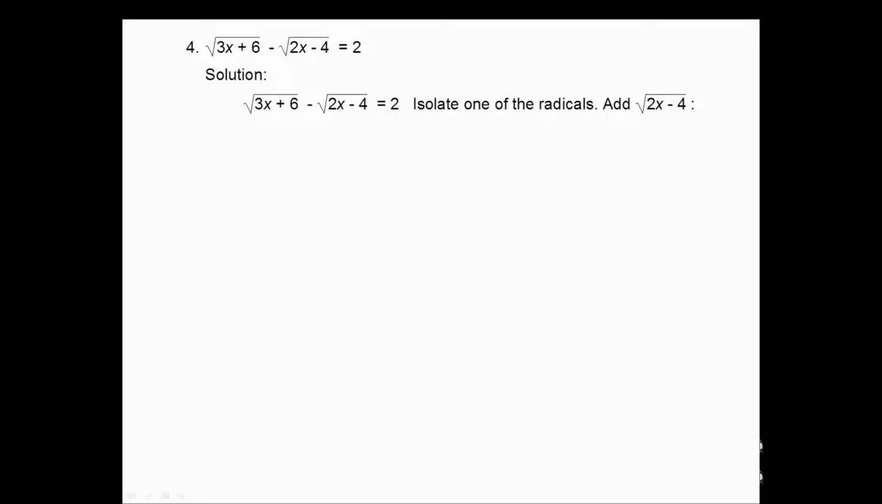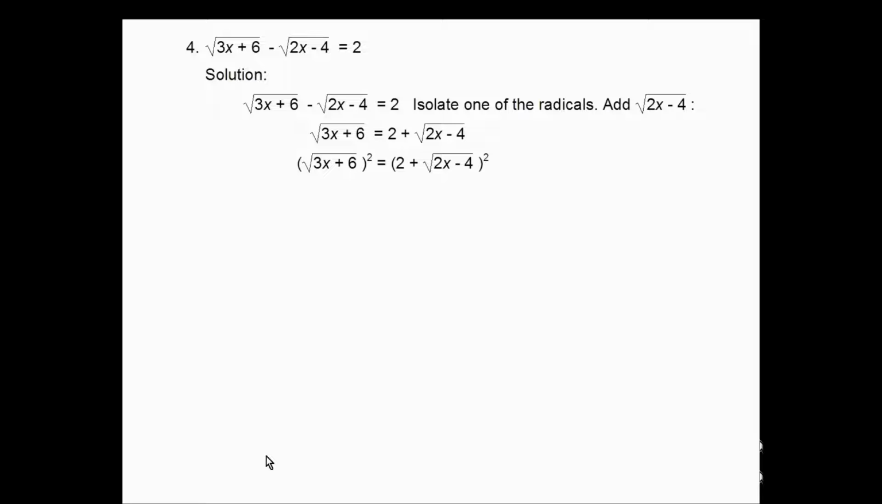So I'm going to isolate the square root of 3x plus 6 by adding the square root of 2x minus 4 to both sides. So I have the square root of 3x plus 6 is equal to 2 plus the square root of 2x minus 4. Okay, my isolated radical is a square root. Square both sides. So I'm going to have the square root of 3x plus 6 squared is equal to 2 plus the square root of 2x minus 4 squared.